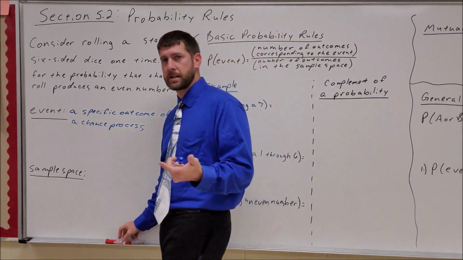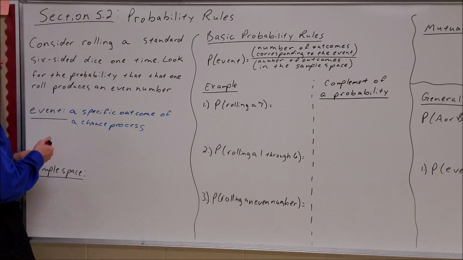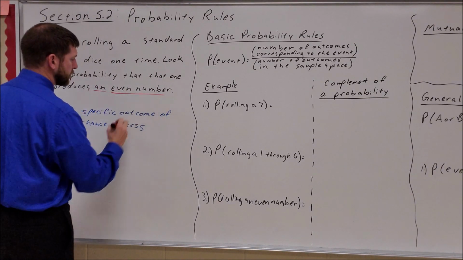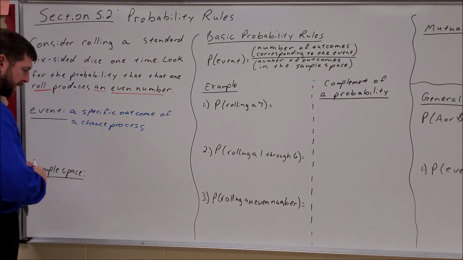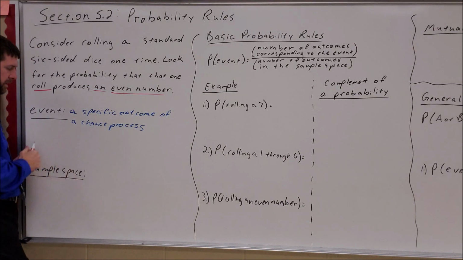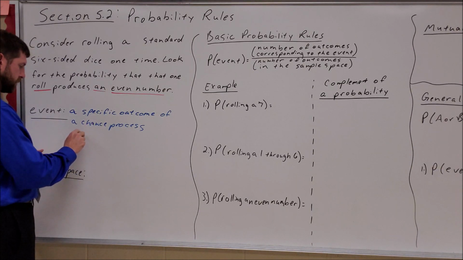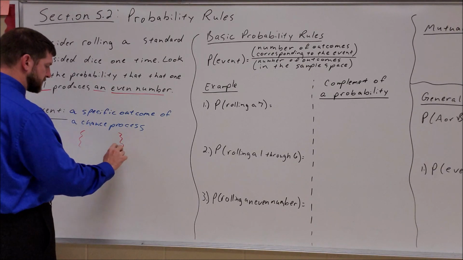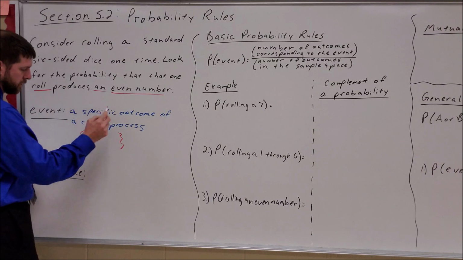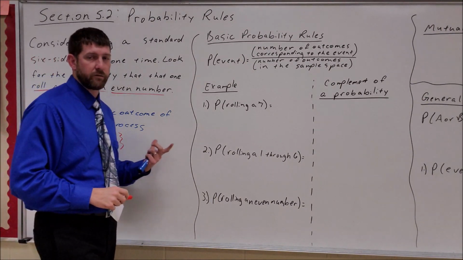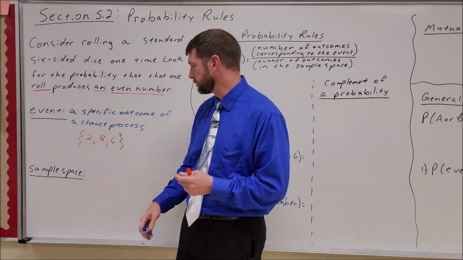So in this case, the thing that we're wanting to occur is rolling an even number. That's going to be our specific outcome that we're looking for. So that would be our event. So if we listed out the possible outcomes that would make that successful, we could roll a 2, we could roll a 4, or we could roll a 6. All of these would make our event, or would match our event.